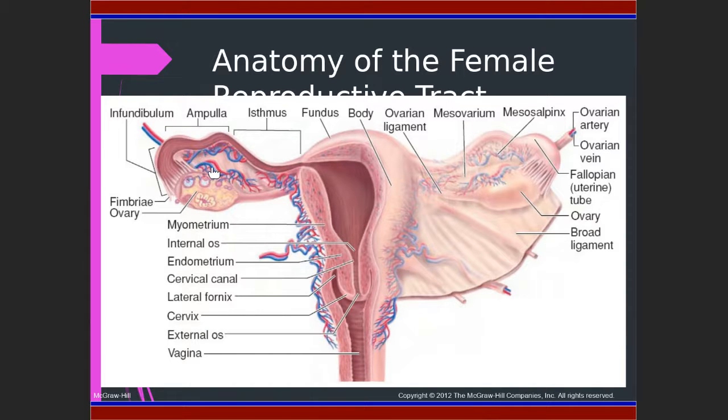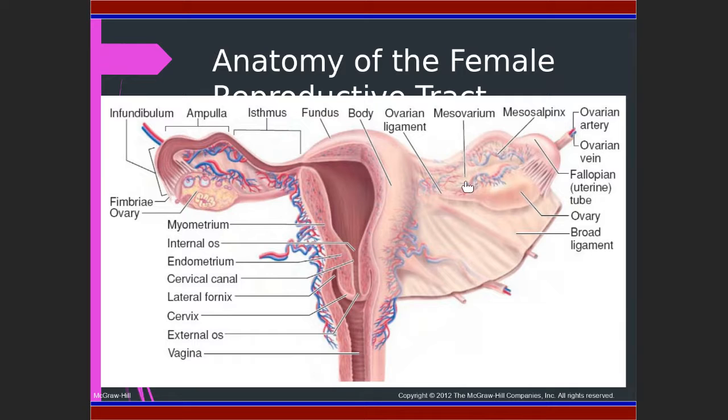Then you can see the ovary here, the internal part of the ovary, the fimbriae, which is basically the last part of the fallopian tube. These are parts of the fallopian tube. You have the ampulla and the isthmus. This is the fundus, the top part of the uterus. This is the body of the uterus, the ovarian ligament, okay, right here.